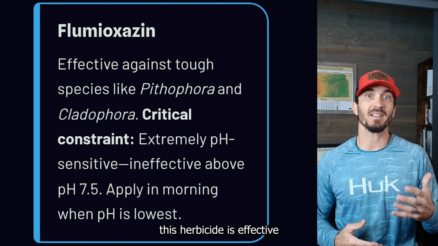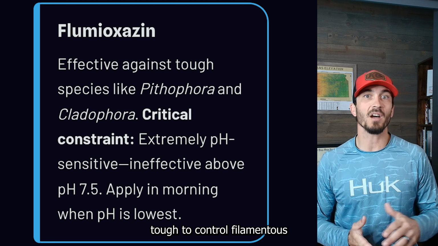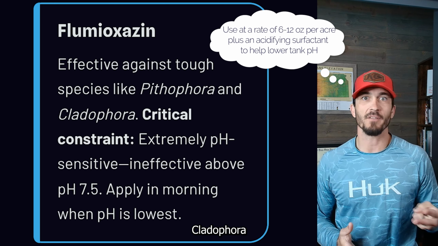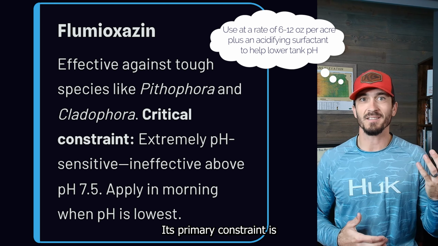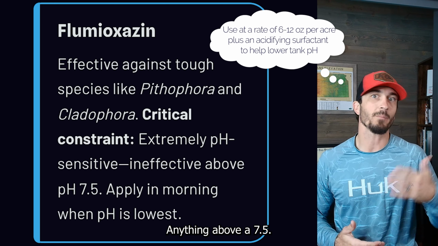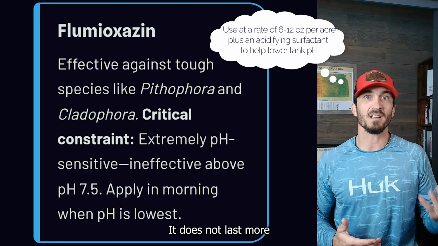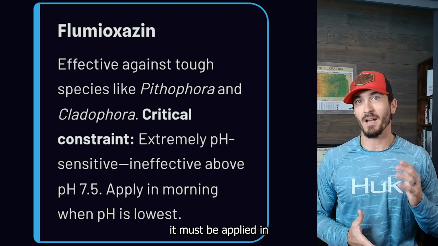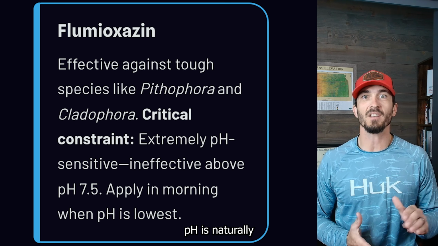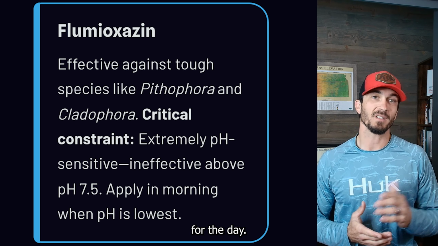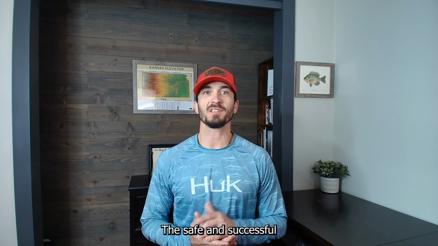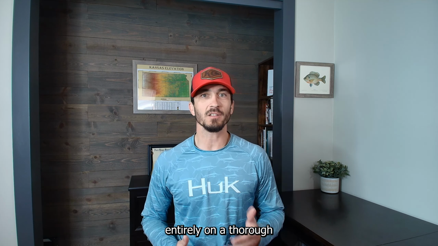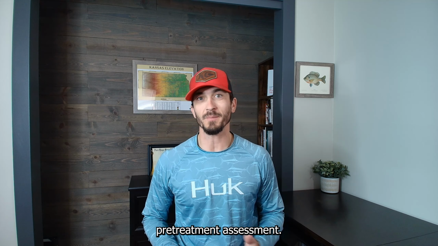Flumioxazin. This herbicide is effective against certain tough-to-control filamentous algae like Pithophora and Cladophora. Its primary constraint is its sensitivity to pH. Anything above a 7.5 pH, it does not last more than a few minutes. For it to be effective, it must be applied in the morning when the pH is naturally at its lowest point for the day. The safe and successful application of any chemical hinges entirely on a thorough pre-treatment assessment.